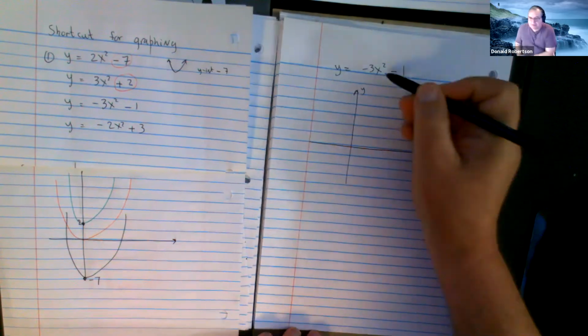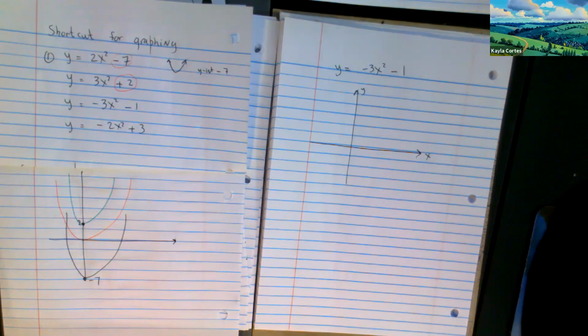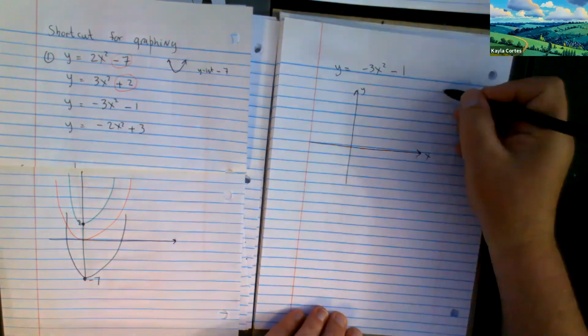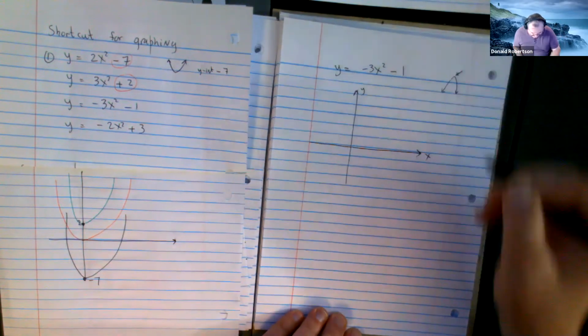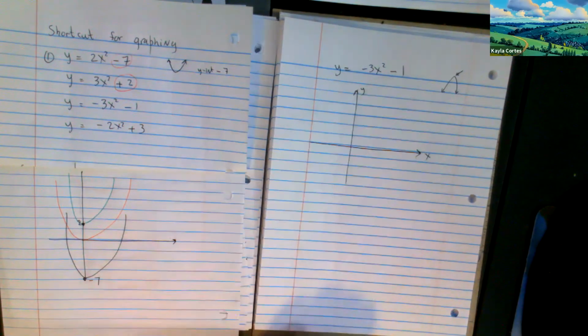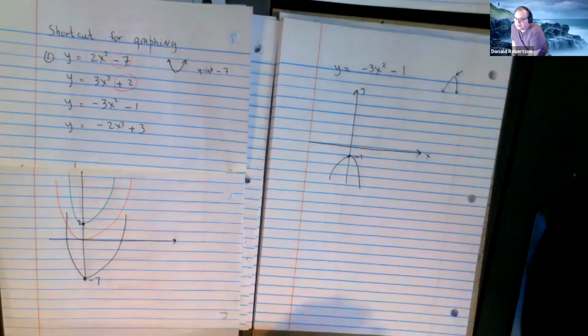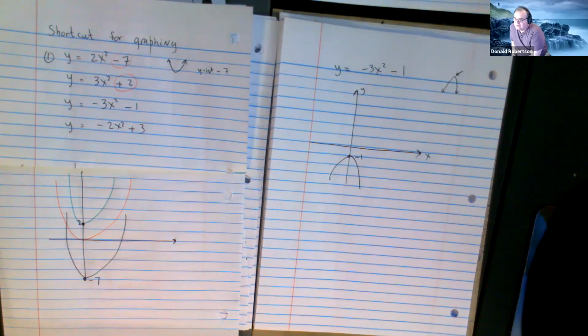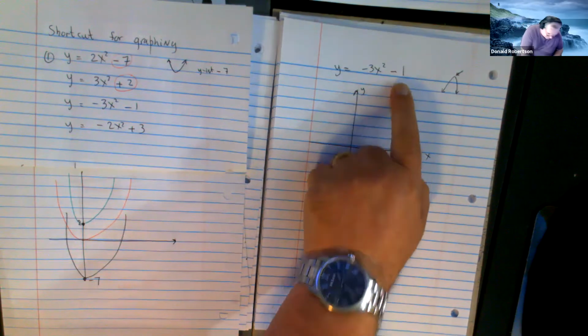what shape, happy or sad face, is -3x squared? That's concave down. Correct. And where's the vertex going to go? -1 on the y-axis. There's the sketch. See how quick it was? Sad face, down 1.